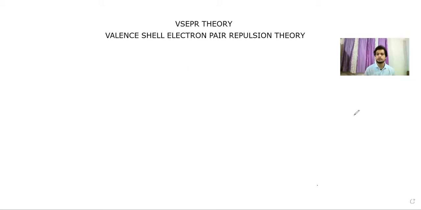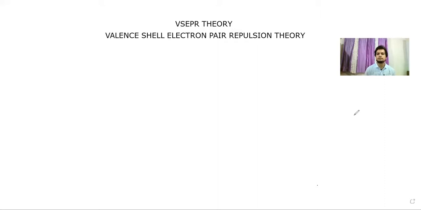So how to do it? How does VSEPR theory help us to get this structure? And what are the various tricks in finding out the structure, shape or geometry of molecules? So let us start with the VSEPR theory.